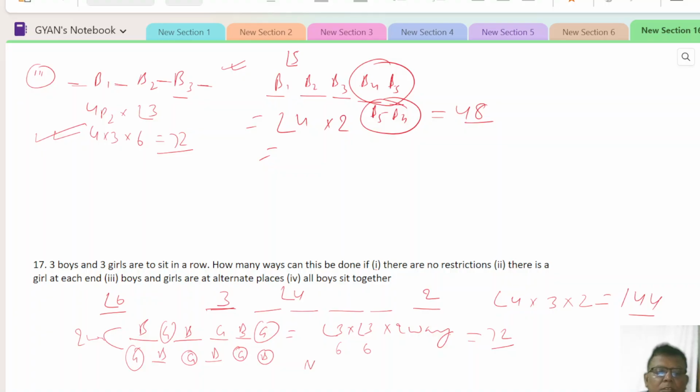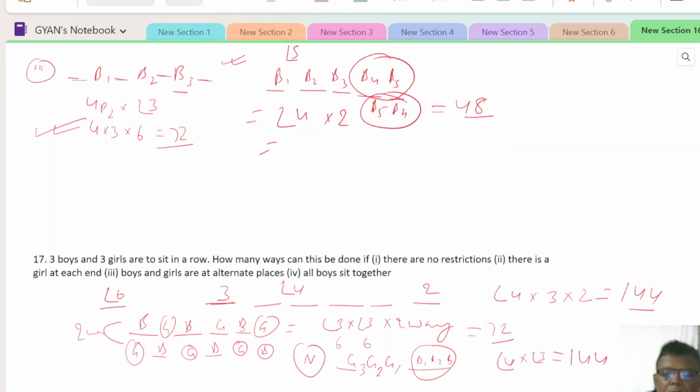Now fourth. All the boys sit together. So make the boys sit together as a block: B1, B2, B3, with G1, G2, G3. Total factorial 4. And the 3 boys can sit in factorial 3. So factorial 4 into factorial 3, that is 144. Thank you.